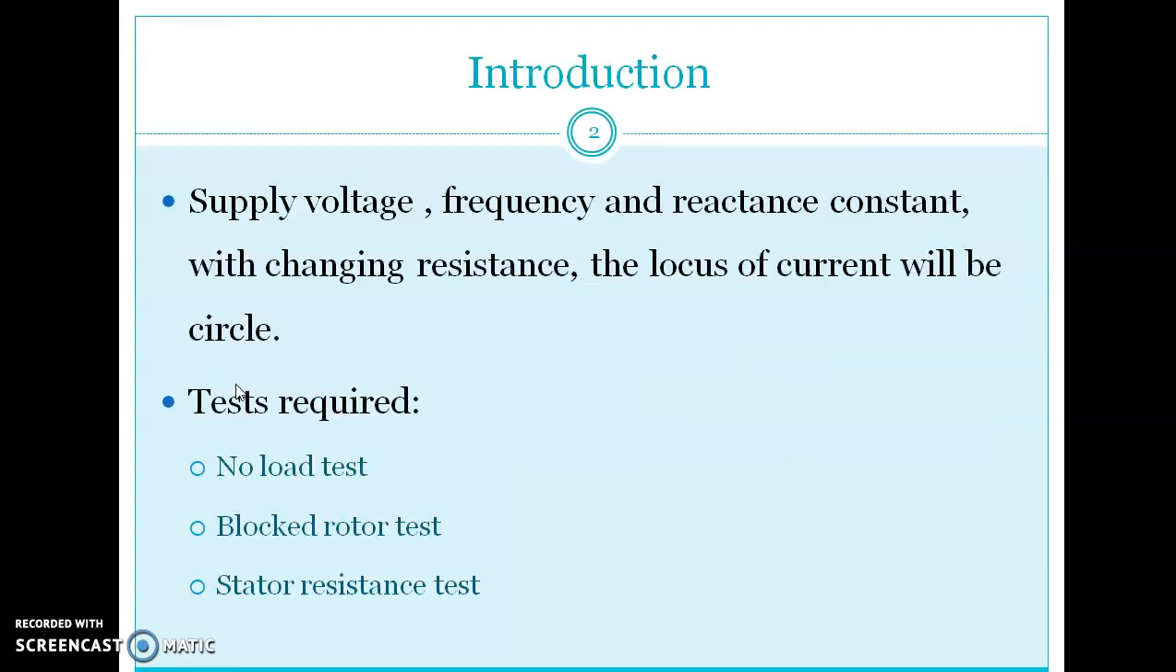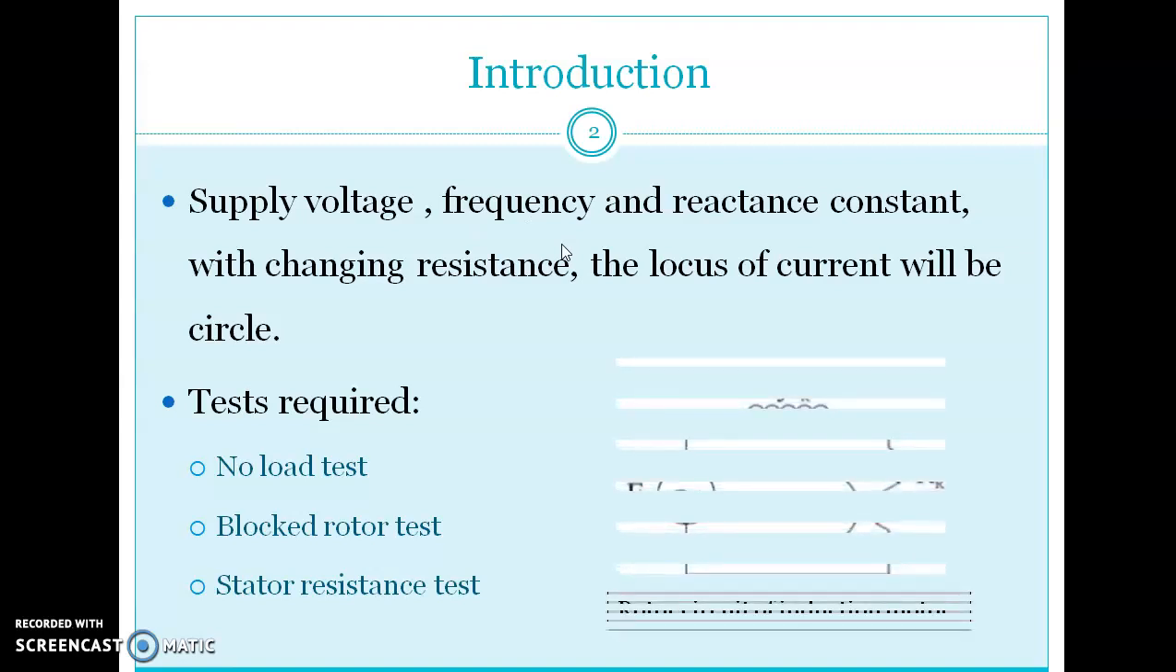So, as we all know, in the case of a series AC circuit consisting of constant reactance and variable resistance fed from a constant voltage, constant frequency AC supply, as the value of the resistance in the circuit changes, the change in the current in the circuit will be such that the tip of the current phasor falls on a circle of diameter V by X.